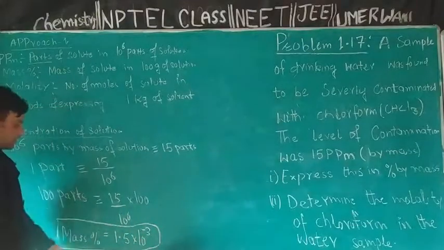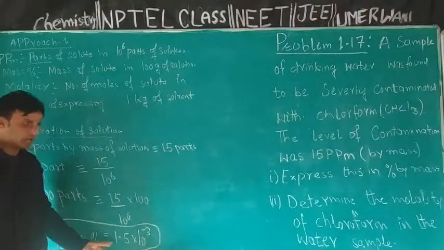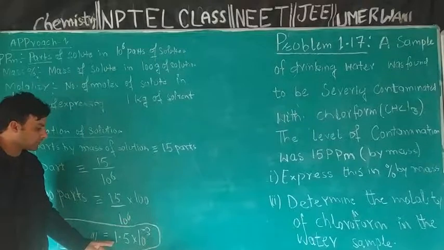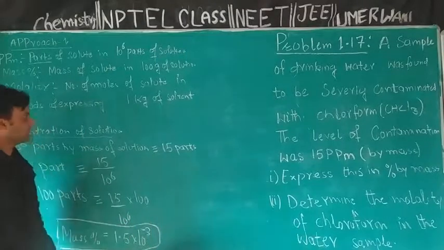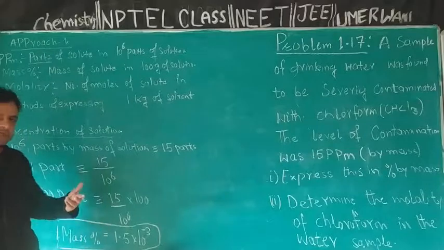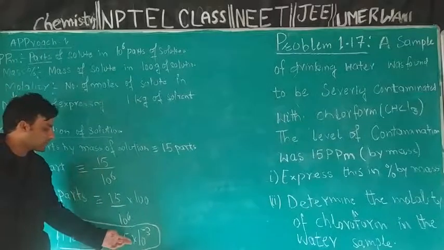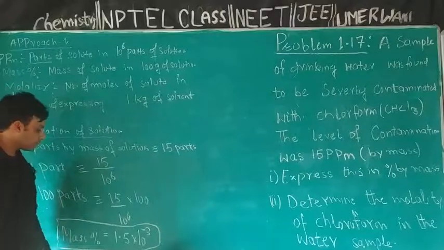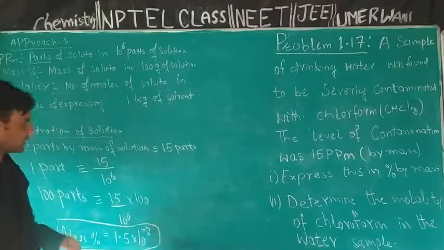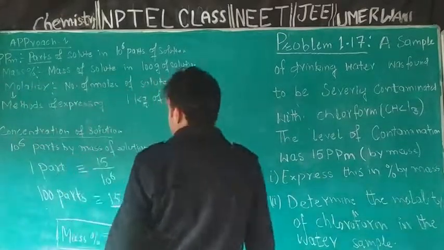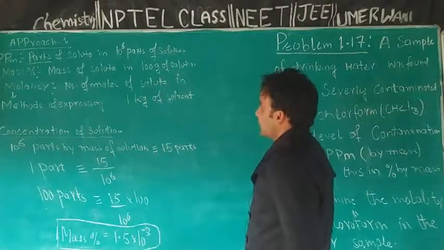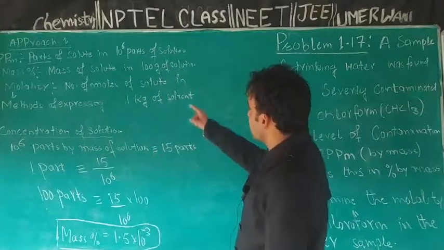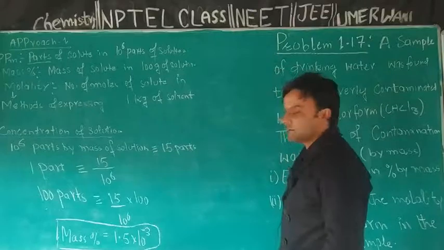Mass percentage of this contaminant in sample of drinking water, 1.5 into 10 raised power minus 3%. 100 grams of solution will contain 1.5 into 10 raised to power minus 3 grams of chloroform. Now second part, we have to determine number of moles of solute in 1 kg of solvent.